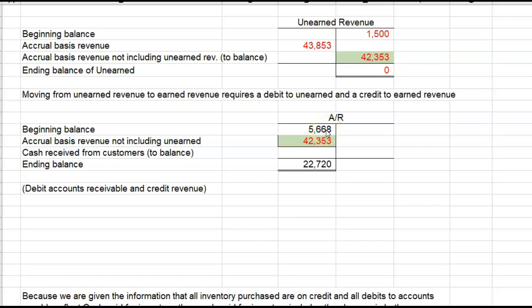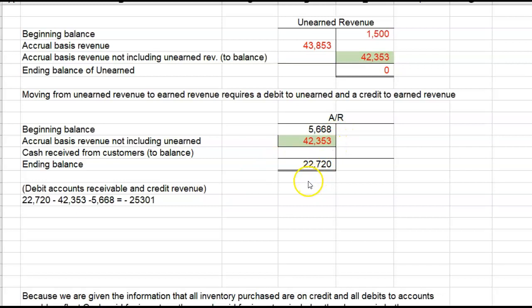$5,668 beginning balance of accounts receivable plus $42,353 of sales on account minus the ending balance. Certainly it's not in balance. So what we need to do is calculate the cash that we receive from customers, so that 5,668 plus 42,353 minus the cash received from customers equals the ending balance of accounts receivable.